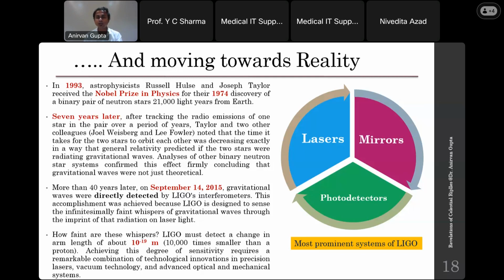So, how faint are these whispers? LIGO is beautiful to appreciate. LIGO must detect a change in arm length of about 10 raised to minus 19 meter, which is 10,000 times smaller than a proton. Achieving this degree of sensitivity is really incredible. It's amazing, right? There are advanced optical methods and advanced mechanical systems working behind the success of LIGO.